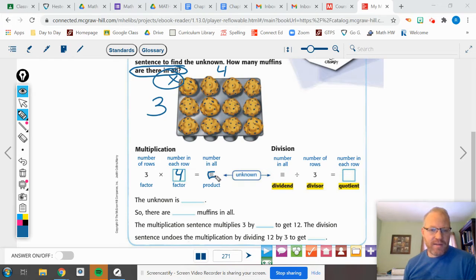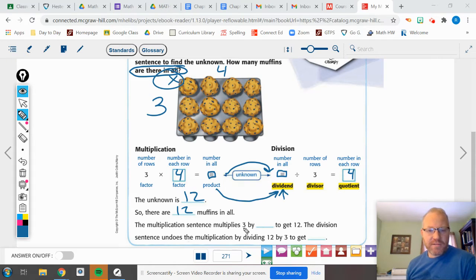So this is telling us that there is a total, but we don't know what it is. And that's where division and multiplication are related, because your unknown is your total. Your total starts your division problem. That's your dividend. So your product in multiplication becomes your dividend in division. And now we divide by the number of rows, and that tells us that there's 4 in each row. So what is the unknown? 3 times 4. 3, 6, 9, 12, or 4, 8, 12. So we know the unknown is 12. There are 12 muffins in all.